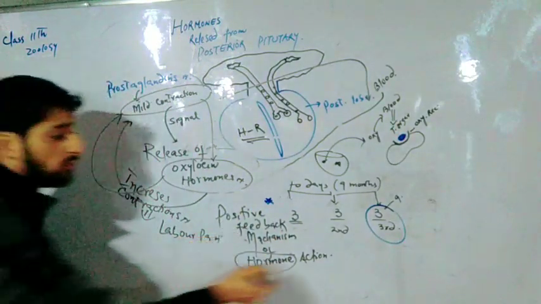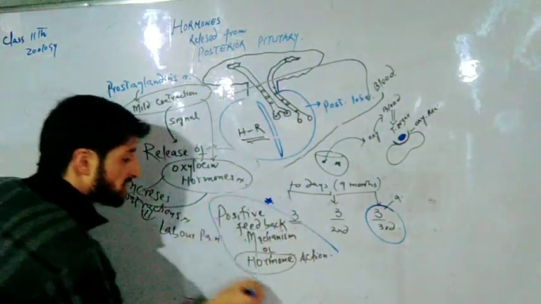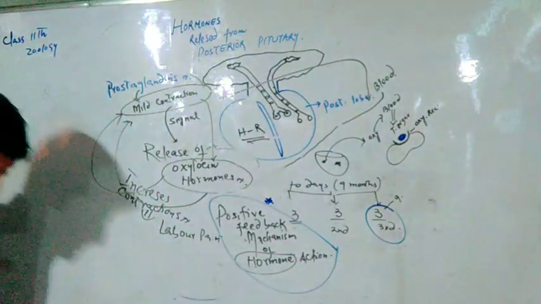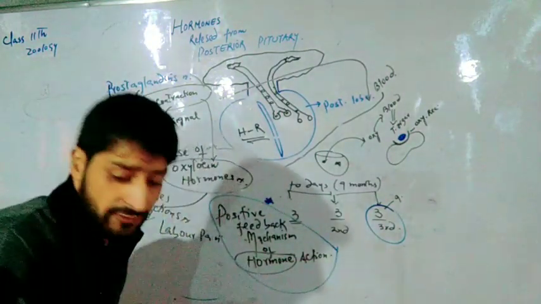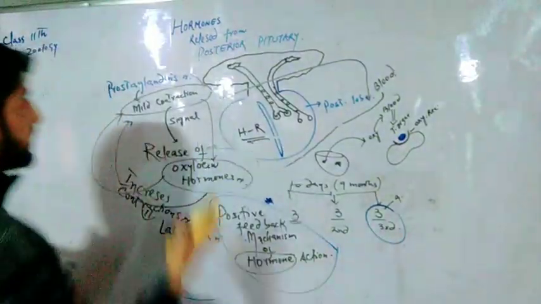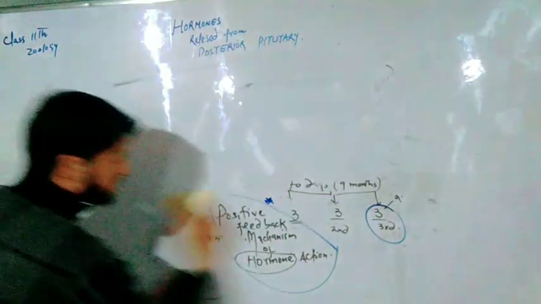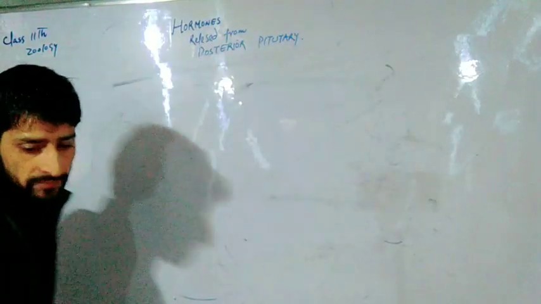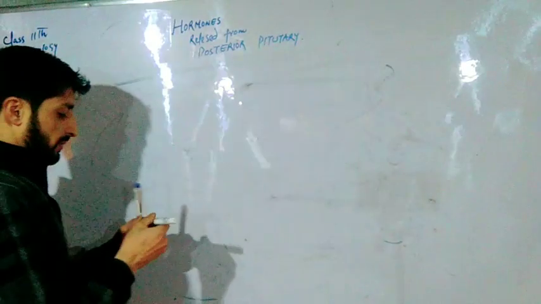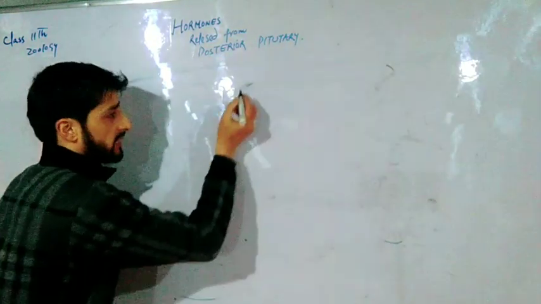For now, check your NCERT for this very important homework. Write a note on positive feedback mechanism of hormone action. This is the first function of oxytocin hormone. Now the second function of oxytocin hormone, and after that we will stop our class.